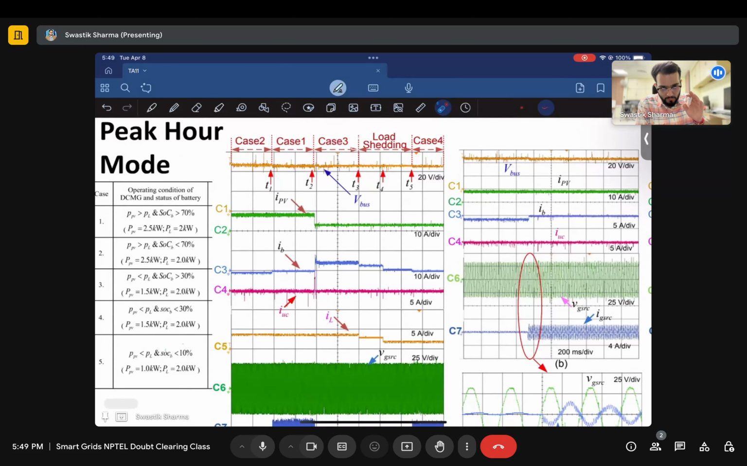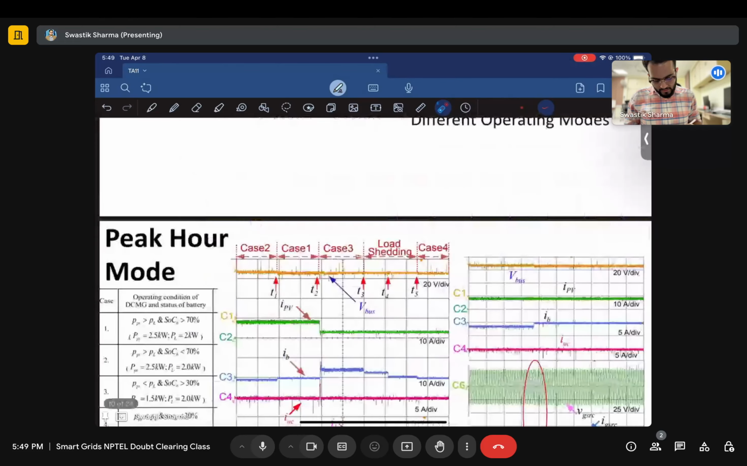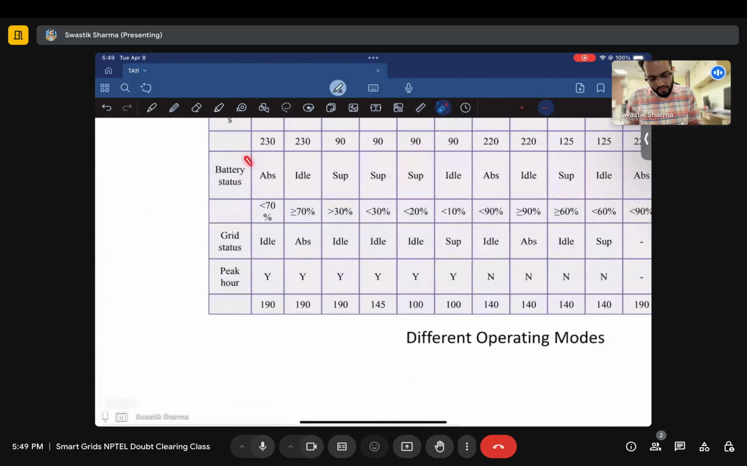Now, please take a look. Please be a little present over here. So in the first time step from 0 to T1, what you have is your battery was absorbing.